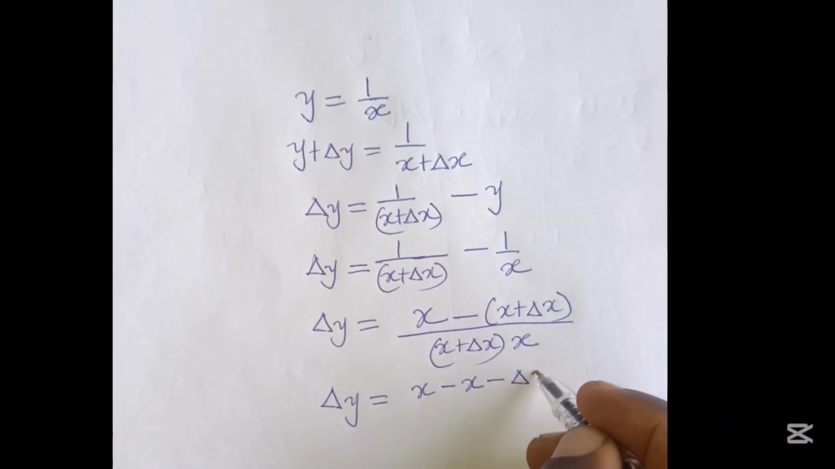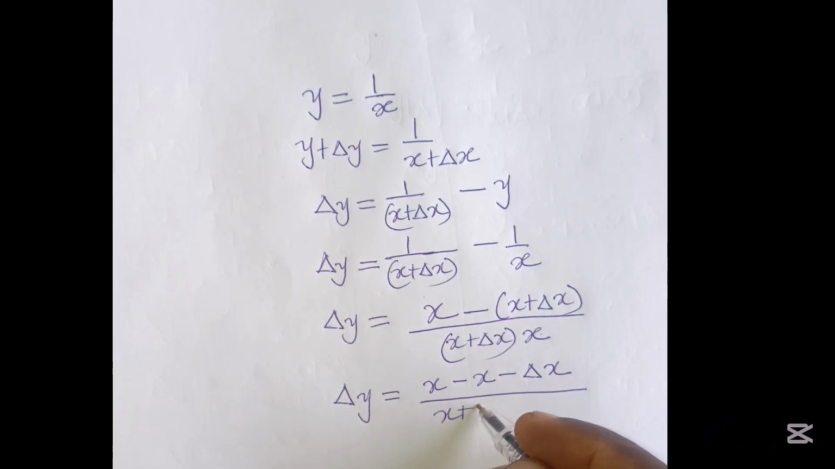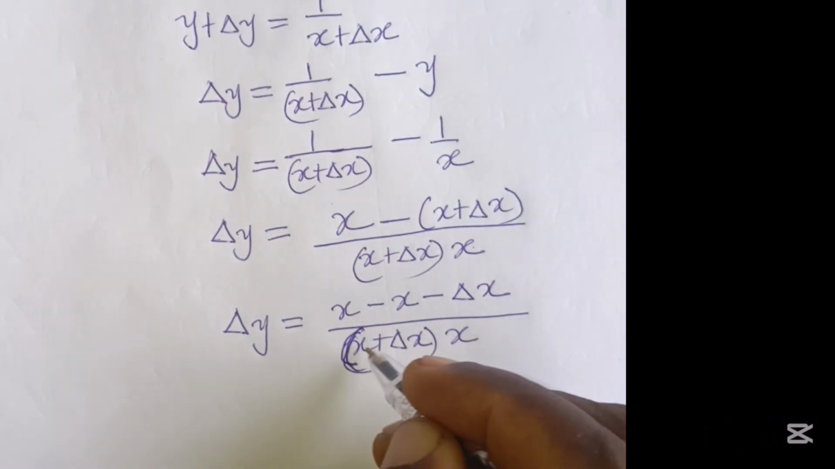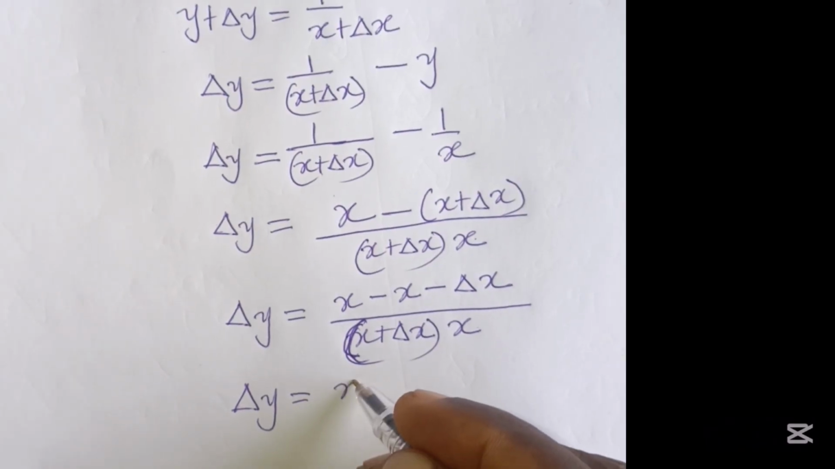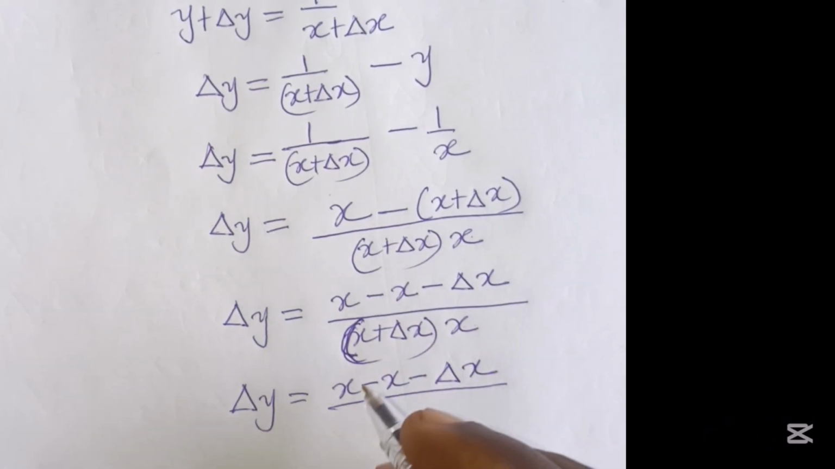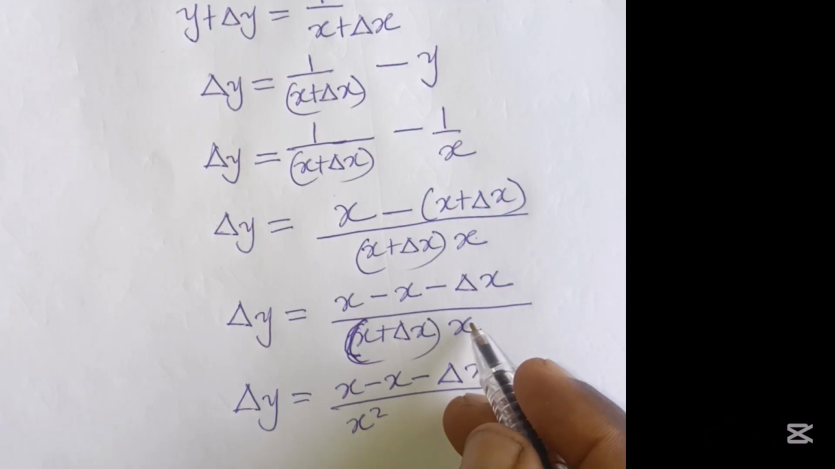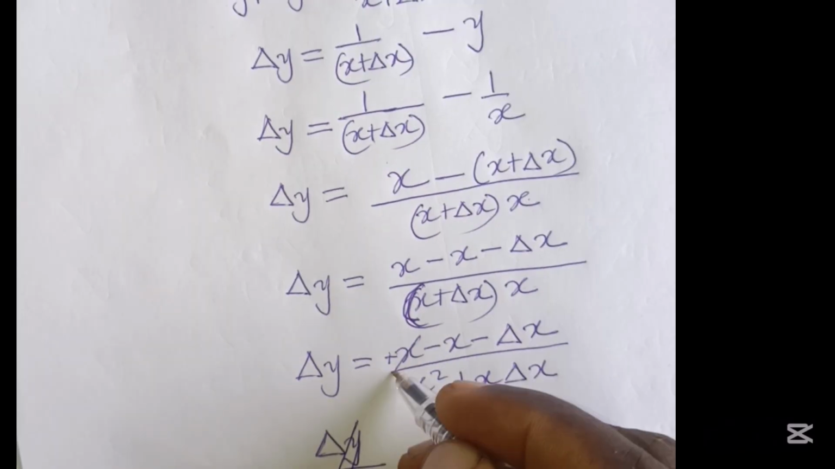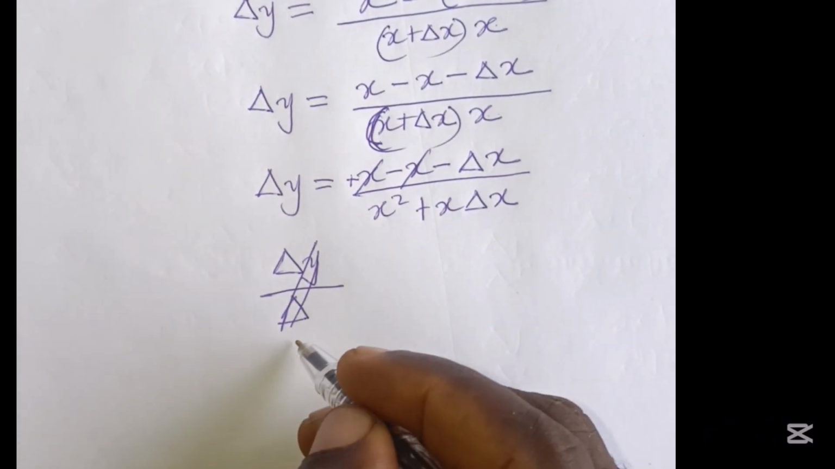We open the bracket, so minus x minus change in x over x plus change in x times x. So we use the x to open the bracket. So change in y is equal to x minus x minus change in x over x square, plus x times change in x. That gives us x plus change in x square, and the x plus x minus x cancelled out.